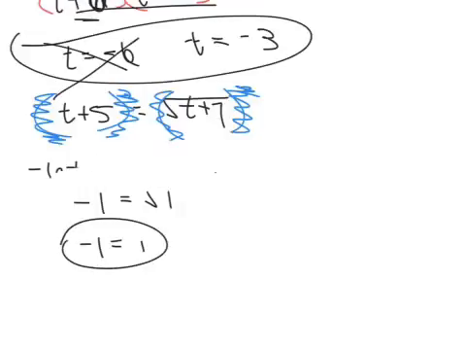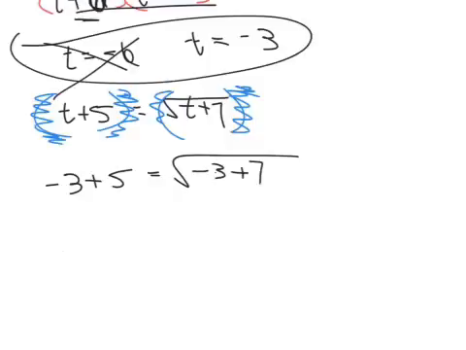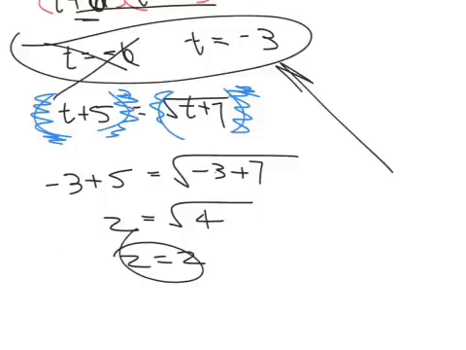Now let's do the same thing with our -3. So we have -3 plus 5 equals the square root of -3 plus 7. So this gives me 2. Square root of 4. Square root of 4 is 2. So this one works. So what we find is -6 is extraneous. It does not work. And -3 does work. So -3 is the only solution that we have there.